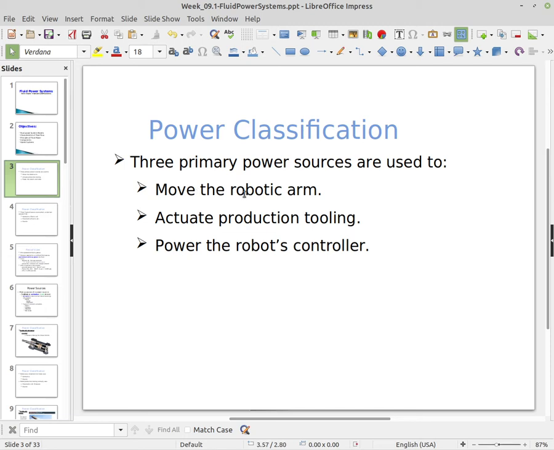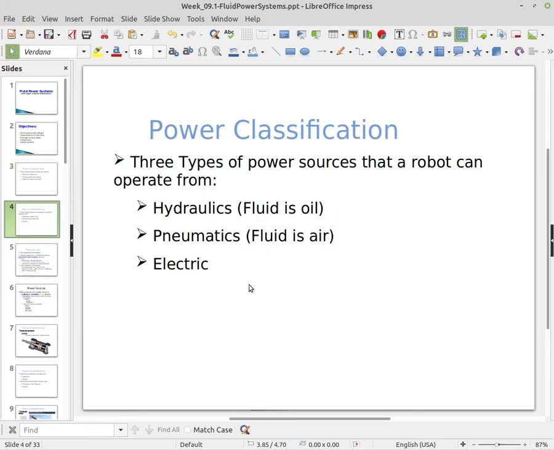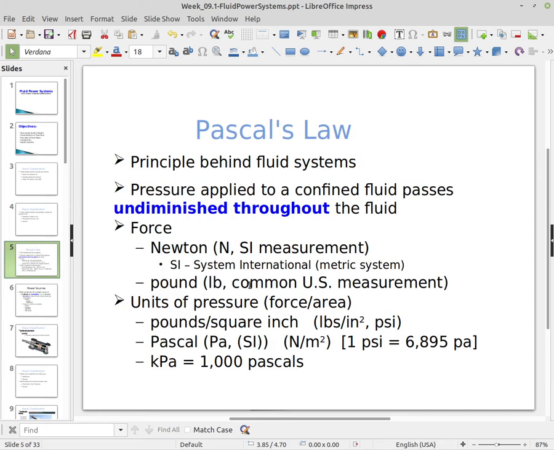We use them to move the robotic arm, we use them to actuate production tooling, and to power the robot's controller. Now, those three types of power sources are hydraulics, pneumatics, and of course electric. We've already discussed the electric.